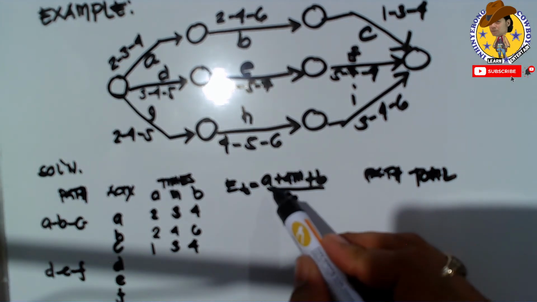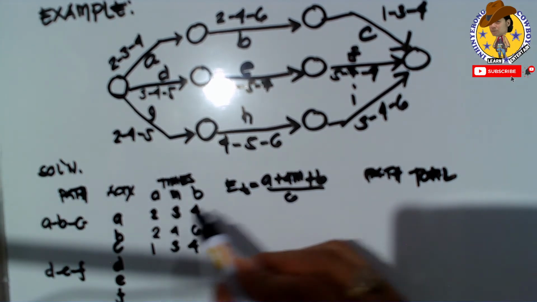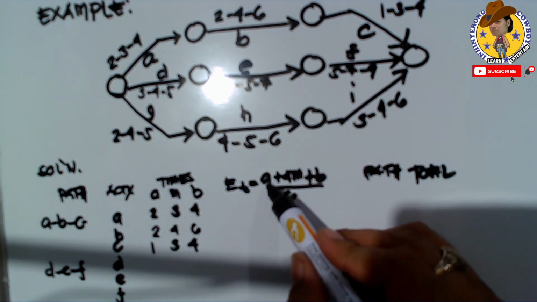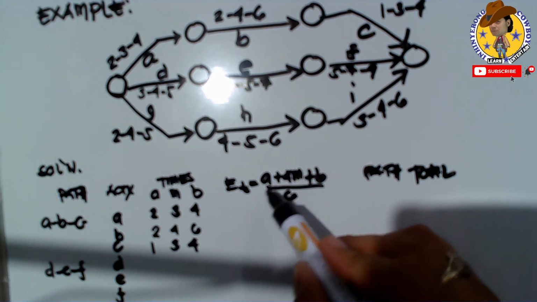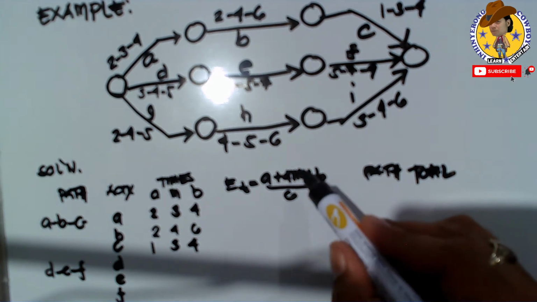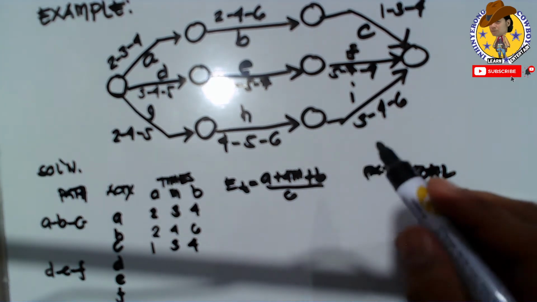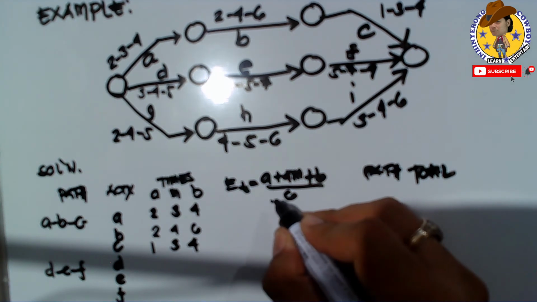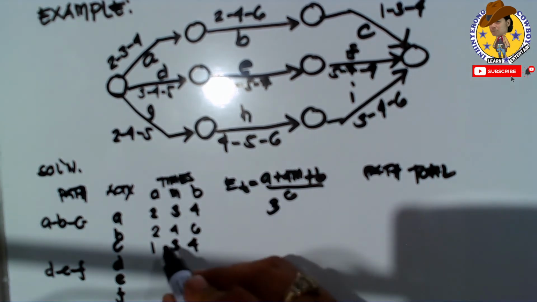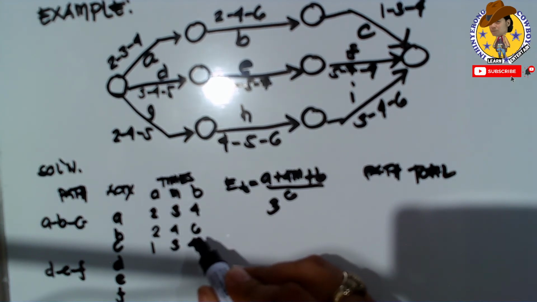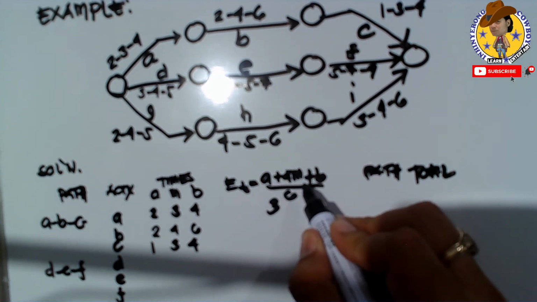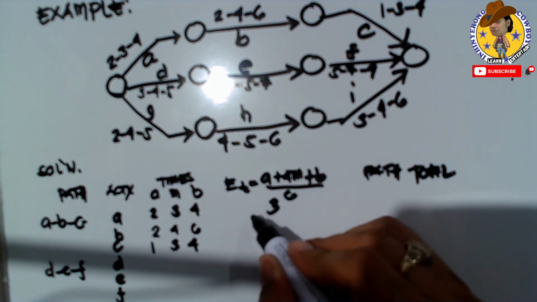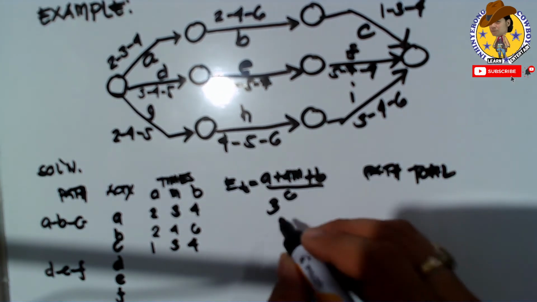So A is 2, then M is 3. So 4 times 3 is 12, plus 2 is 14, plus B is 4, so 18. 18 divided by 6 is 3. Meaning the estimated time for this one is 3. Then for 2, 4, 6, we have 2, 4 times 4 is 16, plus 2 is 18, plus 6 is 24. 24 divided by 6 is 4.